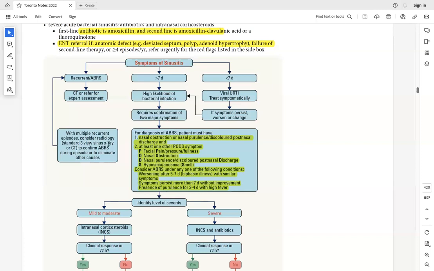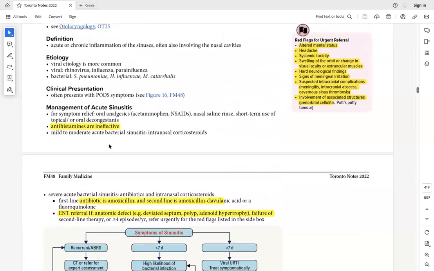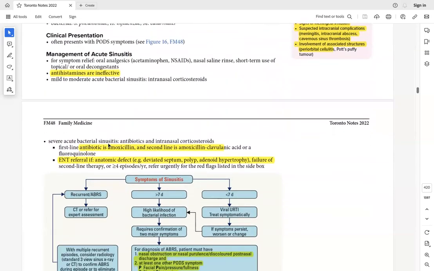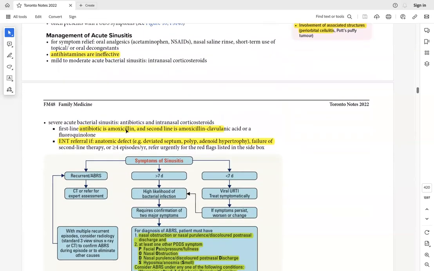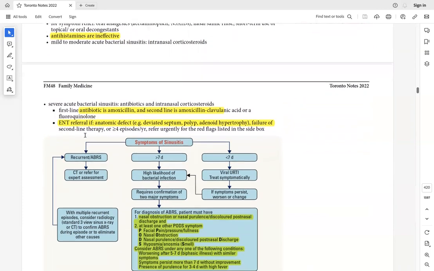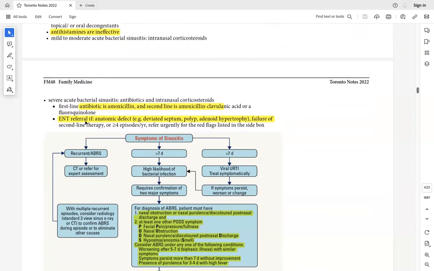Okay. Did I miss anything? No, that's it. This is what they have. Yeah. So antibiotics, first line is amoxicillin, second line amoxicillin, clavulanic acid, or we can also give fluoroquinolone. Then ENT referral if any anatomic defect, for example, deviated septum, polyp, adenoid hypertrophy, failure of second line therapy, more than 4 episodes in the year, refer urgently for red flags.